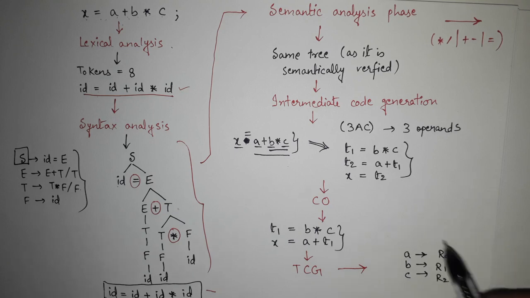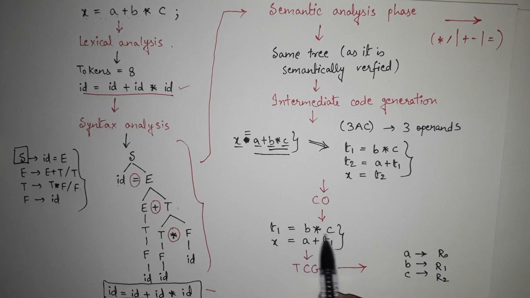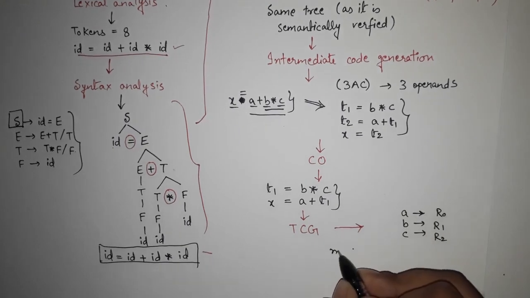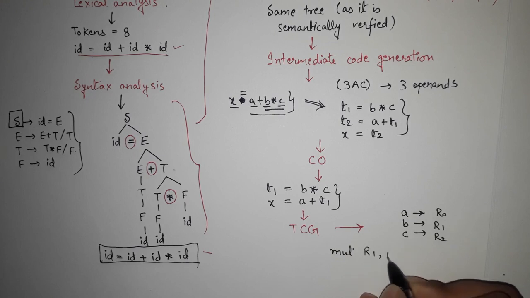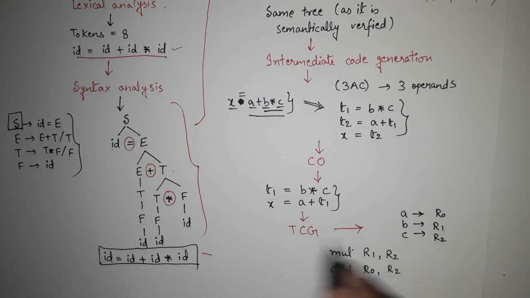If I consider like this, the first one is T1 equal to B star C. T1 equal to B star C means we are multiplying two registers and storing the result somewhere. So first of all, multiplication. It will become MUL R1, R2. This will multiply R1 and R2 and store the result in R2. Then we are having addition. So ADD R0 and R2, because multiplication was stored in R2. So with this R2 I will be adding R0.